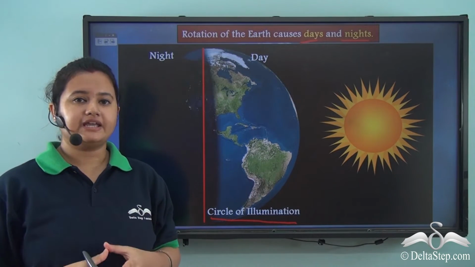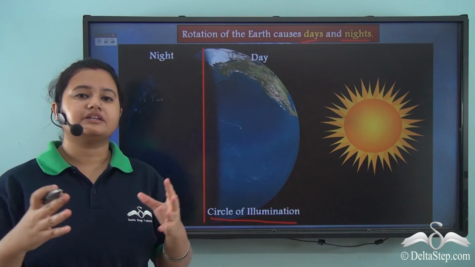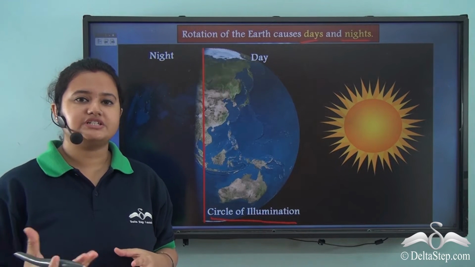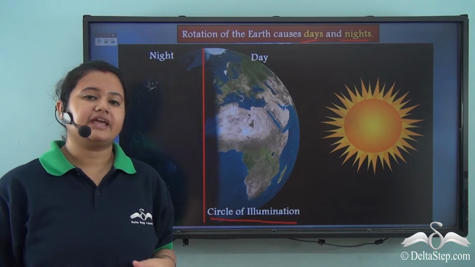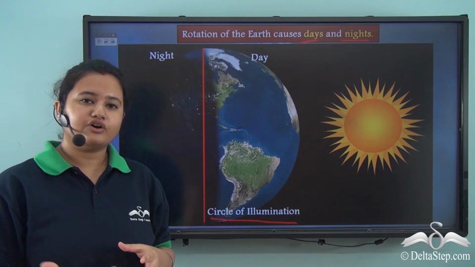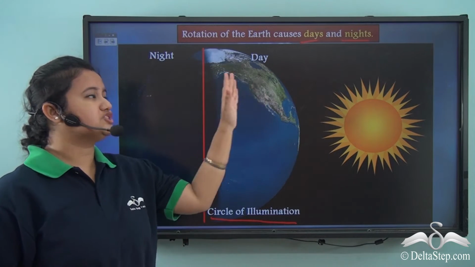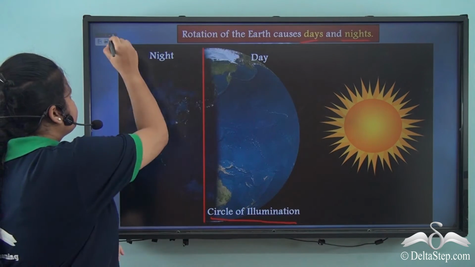Now, days and nights occur in alternation because our earth is not a static body, rather it is always rotating on its axis. So once a part that faces the sun experiences day, and as time passes by it turns away from the sun and experiences night. So rotation of the earth causes days and nights.